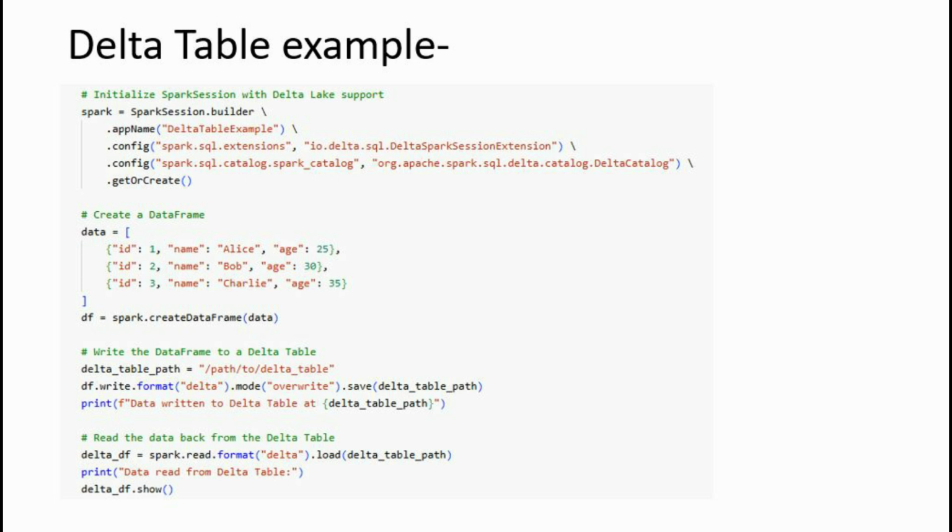When we run this code, we see the following output. First, the data is written to the Delta table at the specified path. Then the data is read back and displayed as a table with the same records we initially provided. This demonstrates how easy it is to write to and read from Delta tables using PySpark.